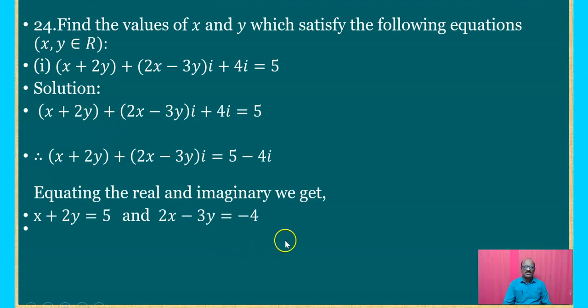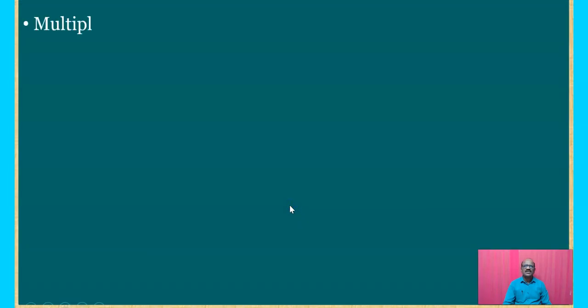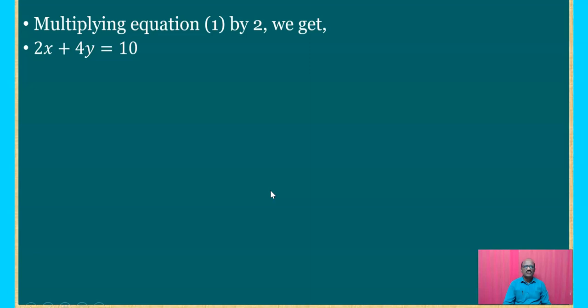The repetition is here, see this here. This is equation number 1. Equation number 2. Multiply equation 1 by 2 and we get 2x plus 4y is equal to 10.